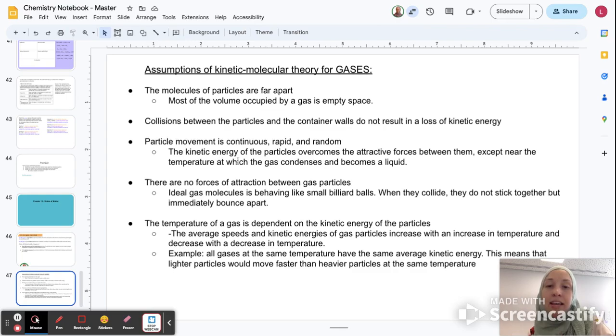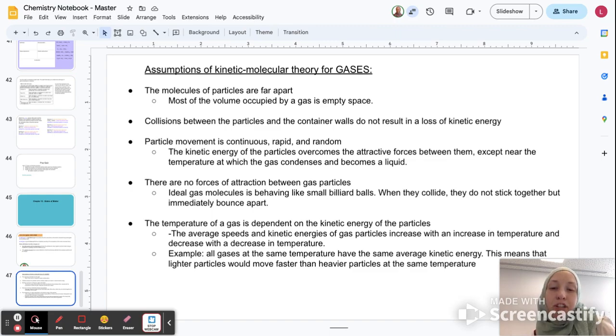And that the kinetic energy of the particles overcomes any attractive forces. So there's no attractive forces that impact any of our calculations when our molecules collide, except near the temperature when the gas is condensing and becoming a liquid. If we're just talking about gases, of course, when we're about to transition to a liquid, we realize that the calculations are going to be different. We assume that there's no forces of attraction. I think I mentioned that before. They're behaving like small billiard balls, and when they collide, they don't stick together. They just immediately bounce apart.